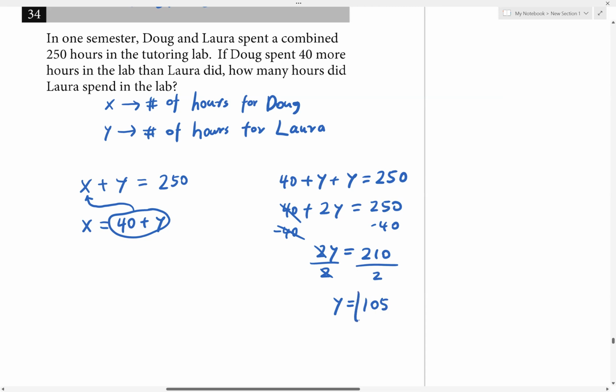And that is our final answer, right? y represents the number of hours for Laura, so that's what we want. If we need to solve for Doug, we can plug this number back into one of the equations to solve for x. So 105 is our final answer for this one.